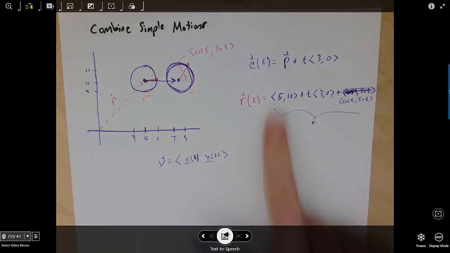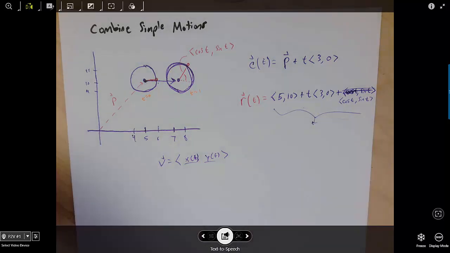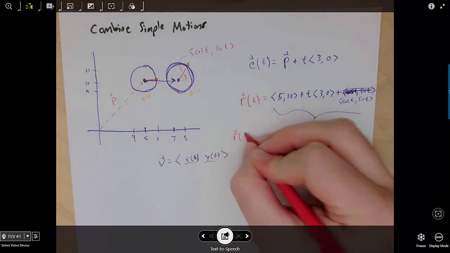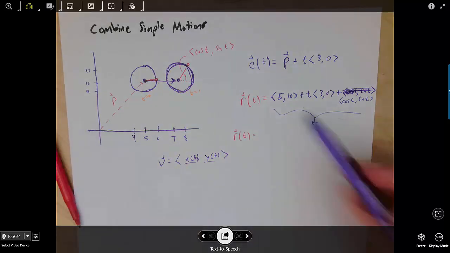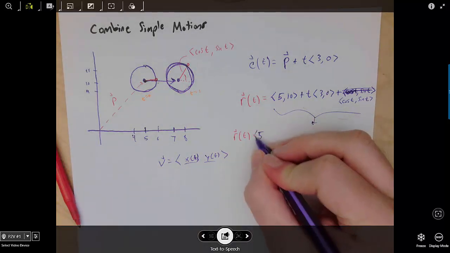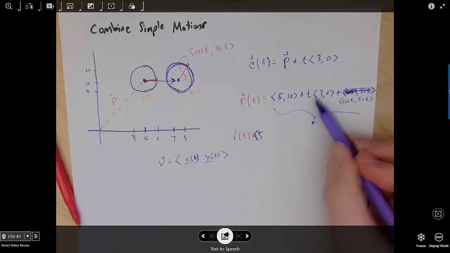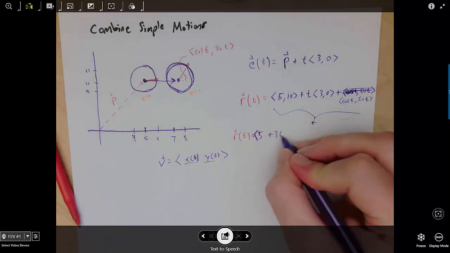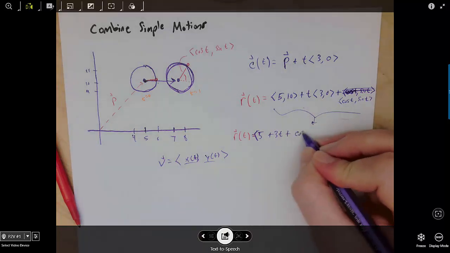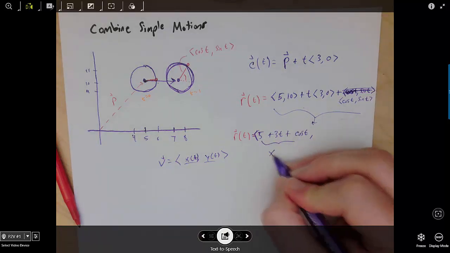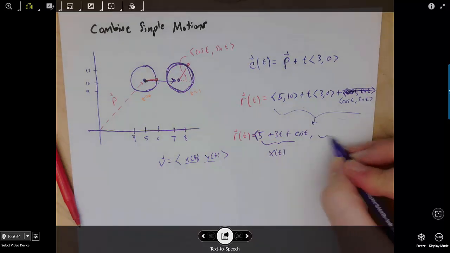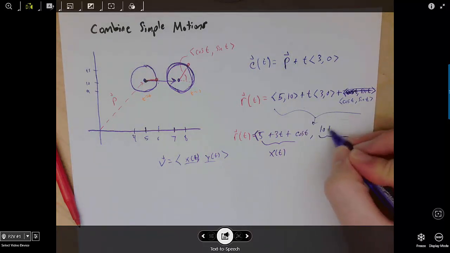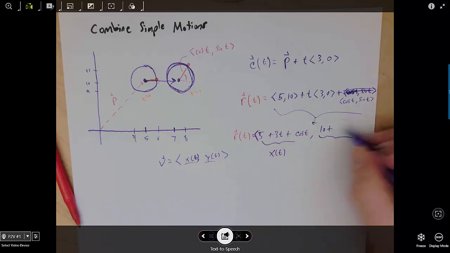So if I'm going to combine all three of these together, I'll just combine all the x components and all the y components separately. So that will give me the red dot as a function of time. The x part is 5 plus 3t plus cosine t. Then the y part is going to be 10 plus t times 0, which I'll just leave out because it would be silly to write it, and then sine t. Cool. So then this is y of t.